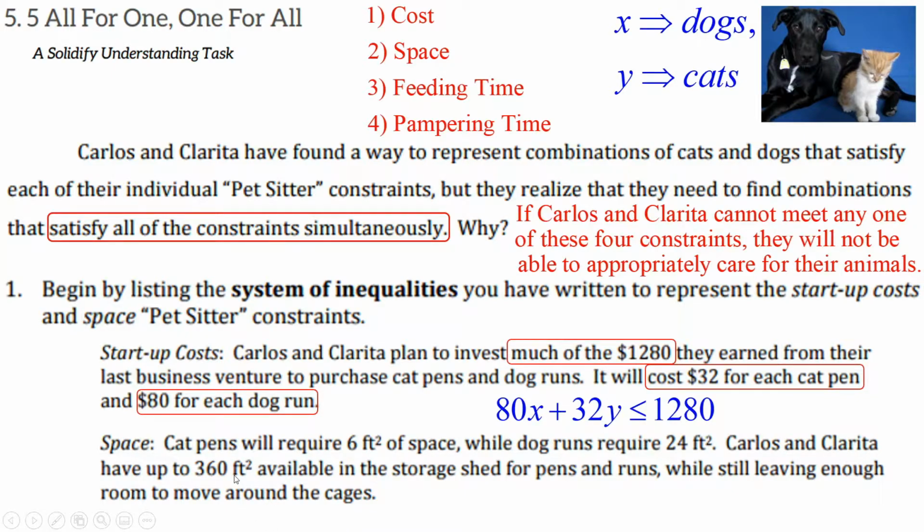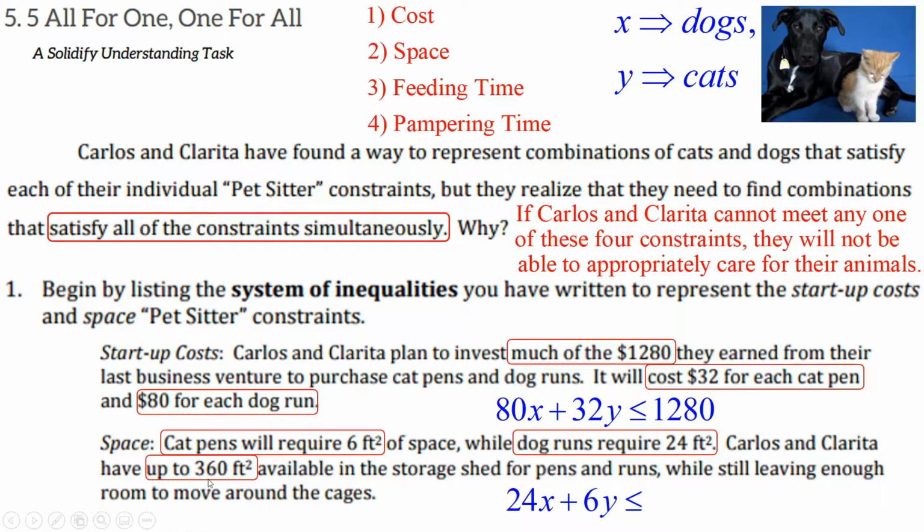Pretty easy. Now the space constraint. Cat pens will require 6 square feet of space, so that'd be 6 times the number of cat pens, 6y, while dog runs will require 24 square feet of space. Those are a little bigger, so let's go plus 24 times x, the number of dog runs. All right, Carlos and Clarita have up to 360 square feet available. So up to, that implies again less than or equal to what? 360.